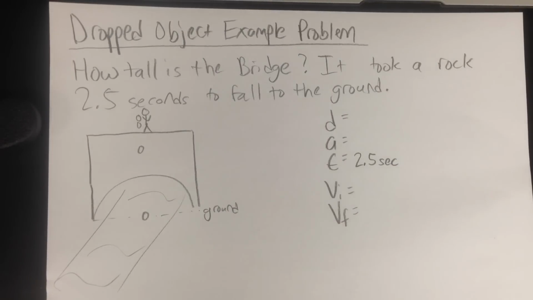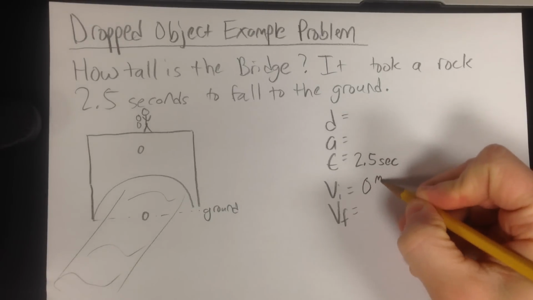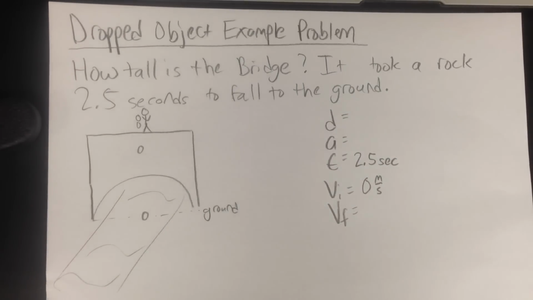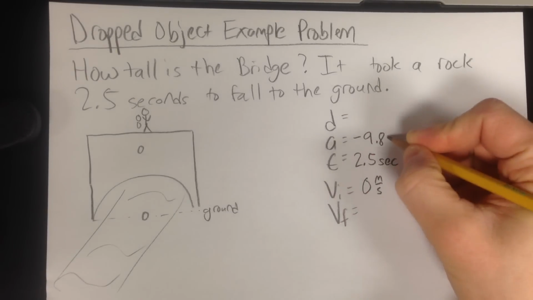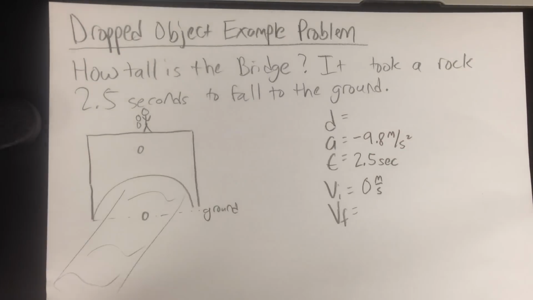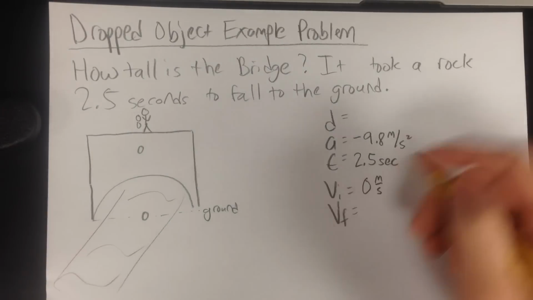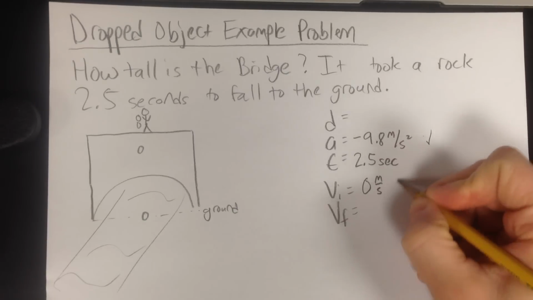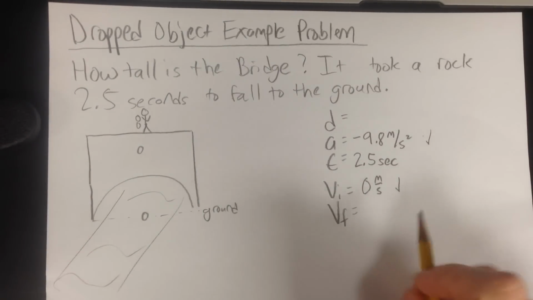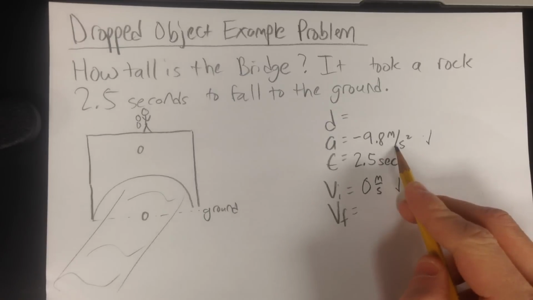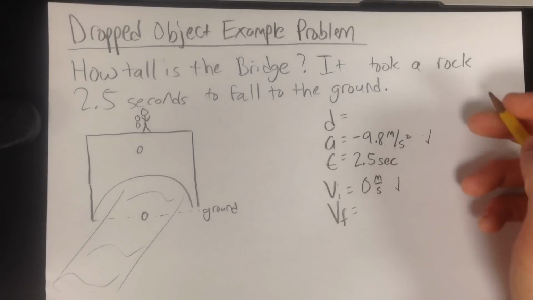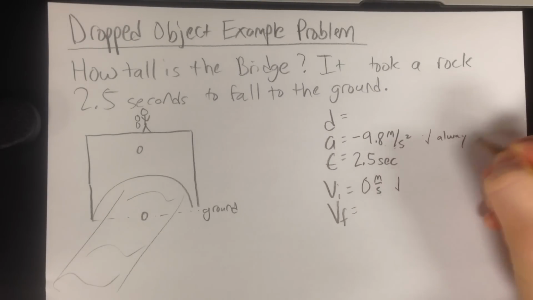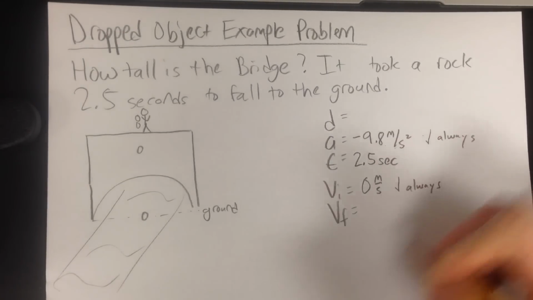We know for all dropped objects, they start out with no initial velocity. And we also always know that their acceleration is a negative 9.8 meters per second squared. So these two, we always know those for dropped objects, just because it's just dropped, and the negative 9.8 because that's gravity's acceleration. So while it's in the air, gravity speeds it up at that rate. So always for dropped objects.